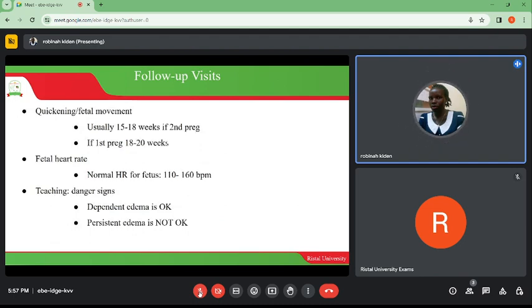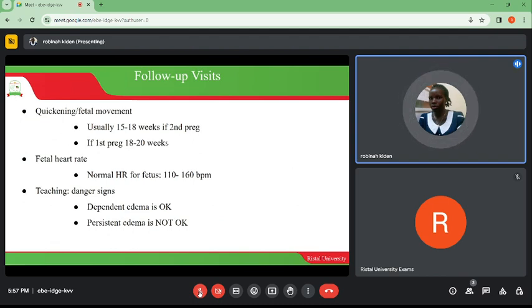Now, quickening, or fetal movement, is also observed, usually at 15 to 18 weeks if it is the second pregnancy. If it's the first pregnancy, quickening is expected to be felt at 18 to 20 weeks. So we ask the mother when she comes within those weeks, and we find out whether she has started feeling the baby playing. So it is dependent on whether this is her first pregnancy or the second pregnancy.